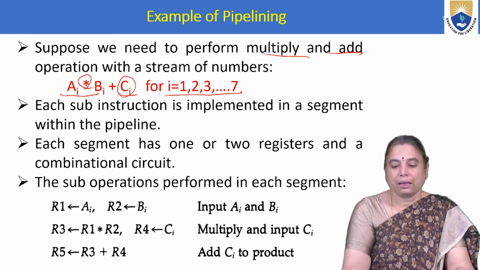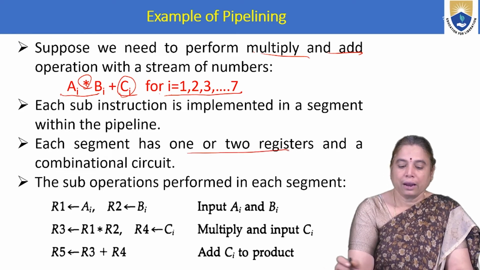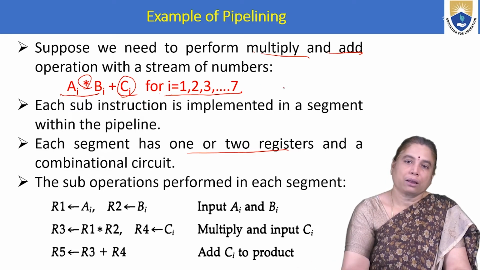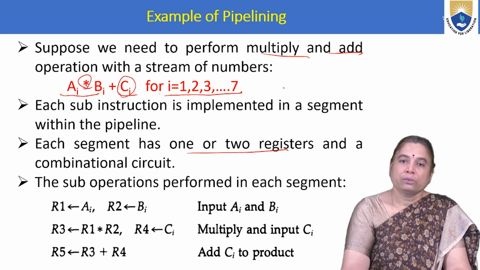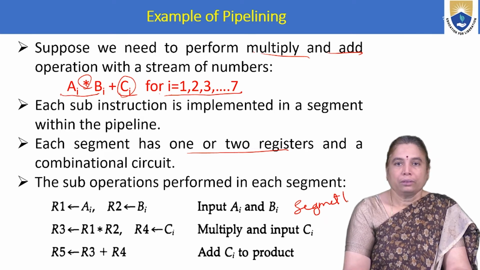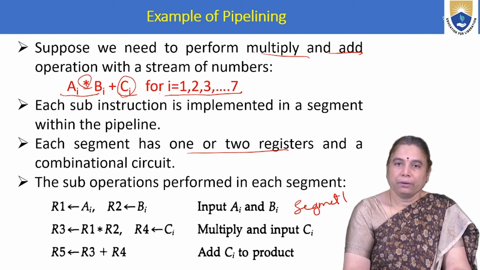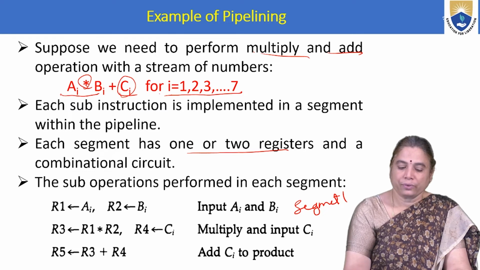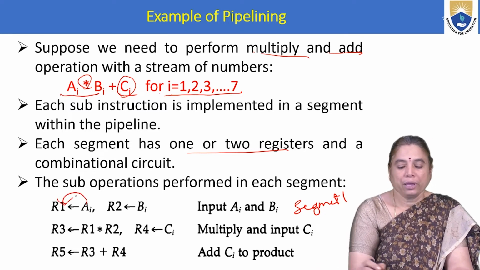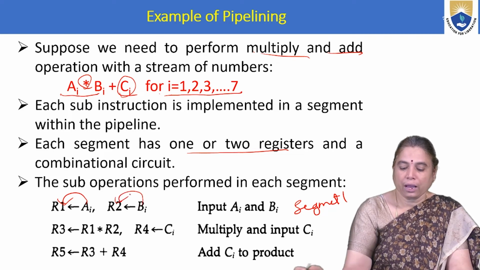Each segment has one or two registers and a combinational circuit. How these computational tasks can be divided into small segments. The first segment, segment 1, is to input the two numbers Ai and Bi to the respective registers. So Ai can be moved to register R1, and Bi is moved to register R2.